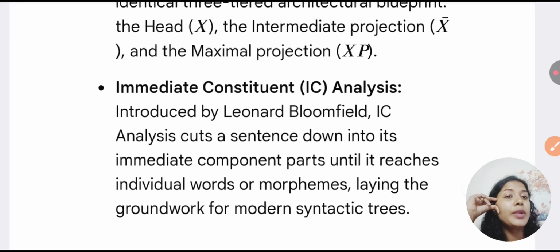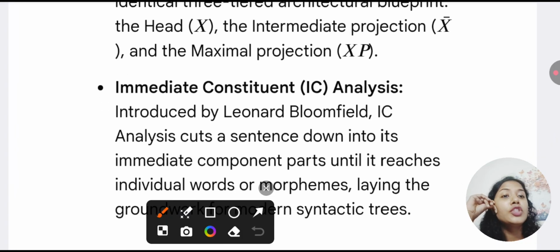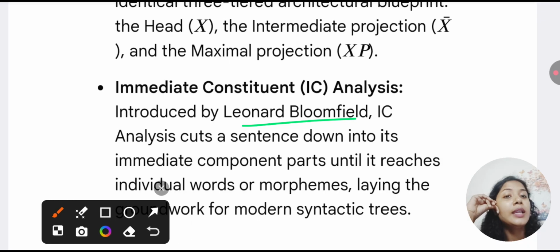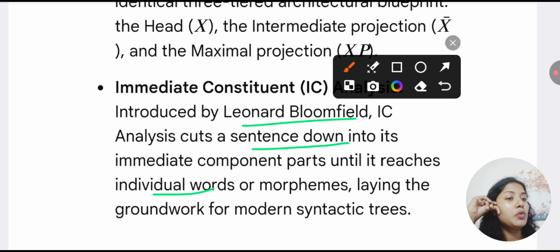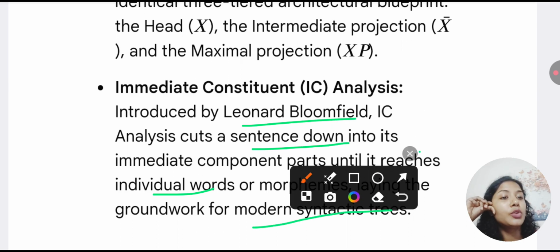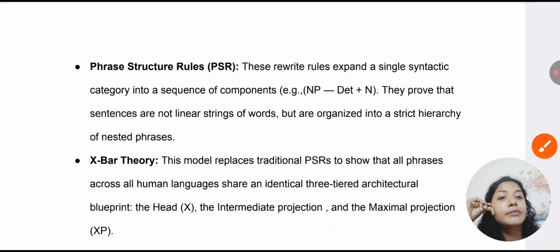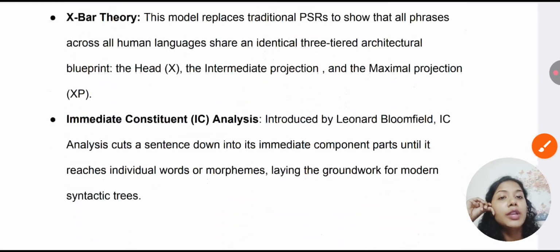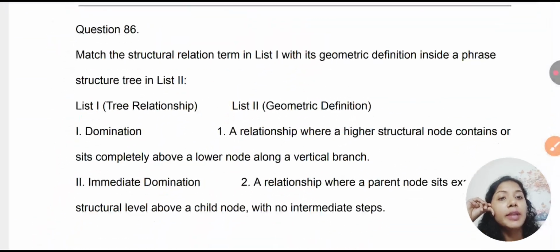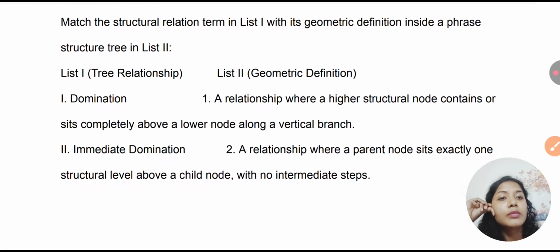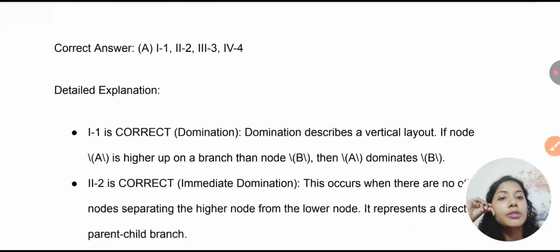Immediate constituent analysis was introduced by Leonard Bloomfield. This analysis cuts a sentence down into its immediate component parts until it reaches the individual words or morphemes, laying the groundwork for modern syntactic trees. Okay, so we don't need to understand that much. Let's practice the question. Yes, let's skip this.